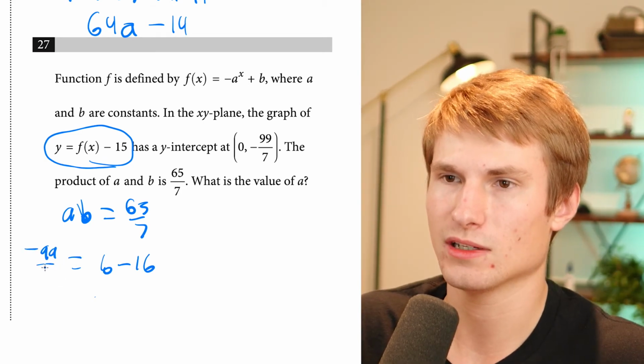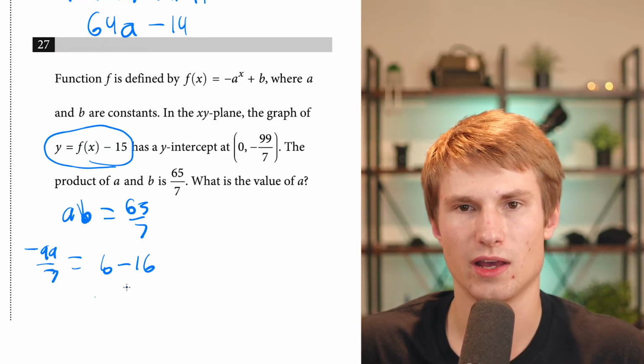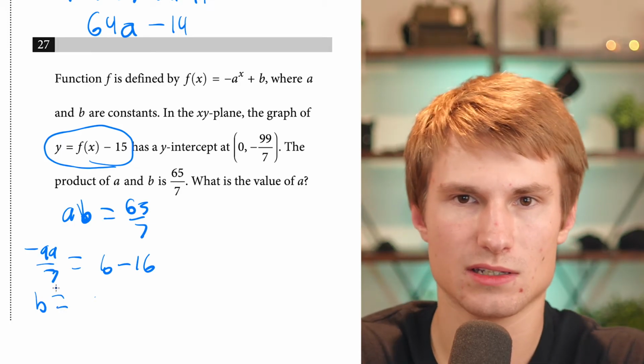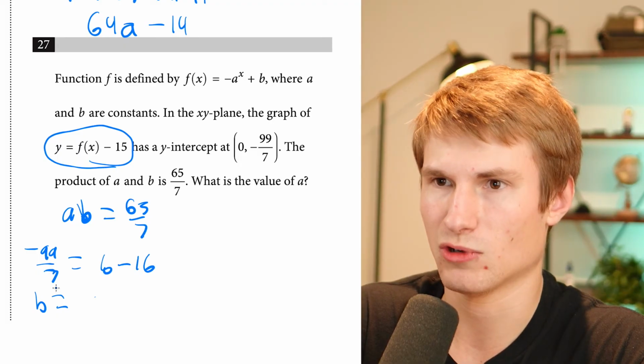From here, I'm going to go ahead and get what b is equal to, and then I'll just substitute it in that equation ab to solve for the value of a. So b must equal negative 99 over 7 plus 16. So I'll put that in the calculator, and I'll first convert 16 into being over 7. So 16 times 7 is 112.